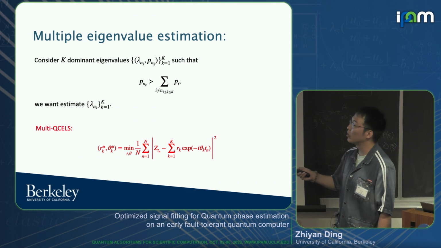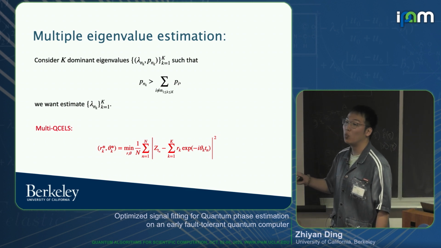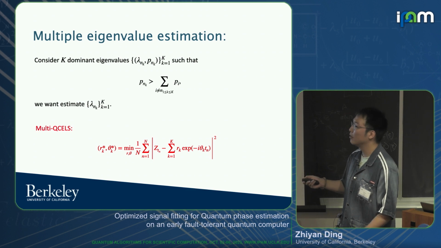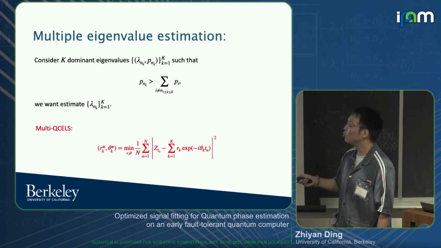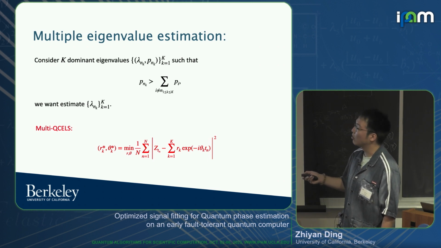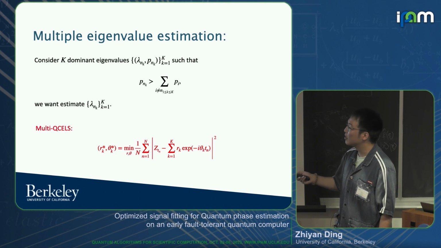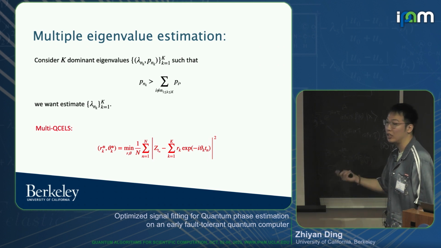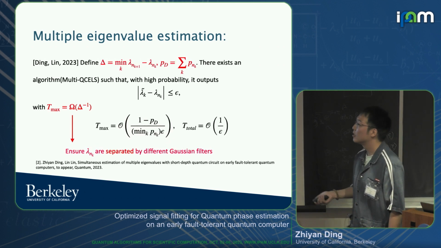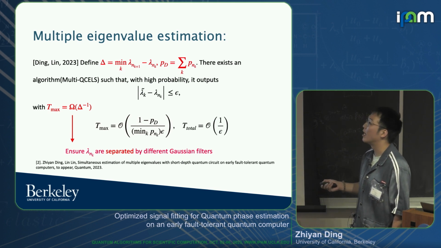Okay, so our QCELS can be easily extended to this case. Since we want to estimate lambda_nk, we basically want to fit multiple signals. Then I only need to modify my QCELS into a multiple variable optimization problem. So here I only need to change this signal part to the K signal part and directly do the fitting. Okay, and we can directly show that it will succeed. So the complexity result is as follows.